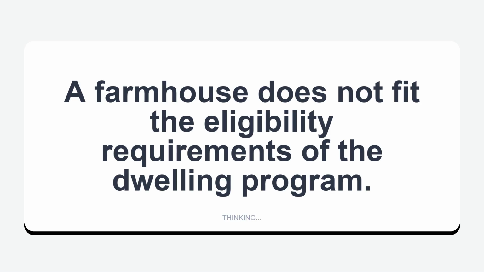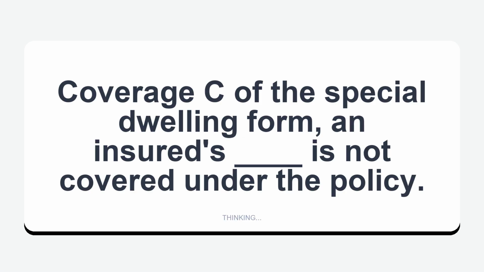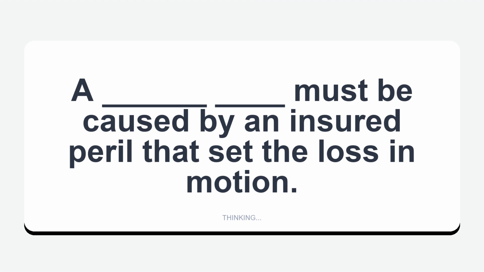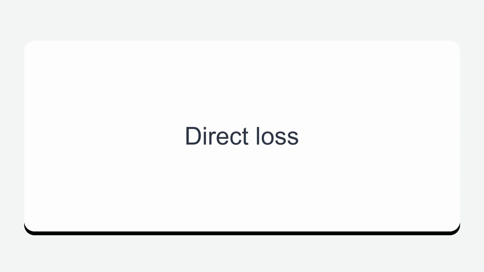A farmhouse does not fit the eligibility requirements of the dwelling program. True. Coverage C of the special dwelling form, an insured's blank is not covered under the policy. Pet. A blank must be caused by an insured peril that set the loss in motion. Direct loss.